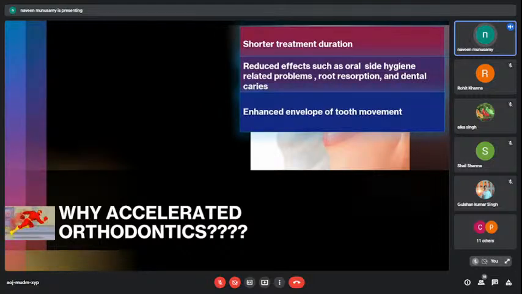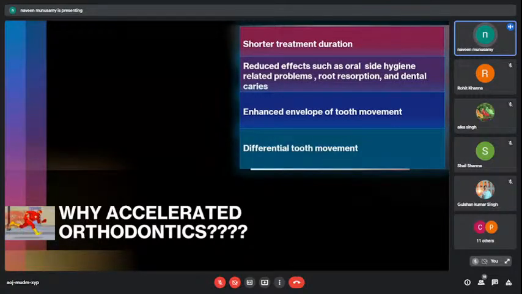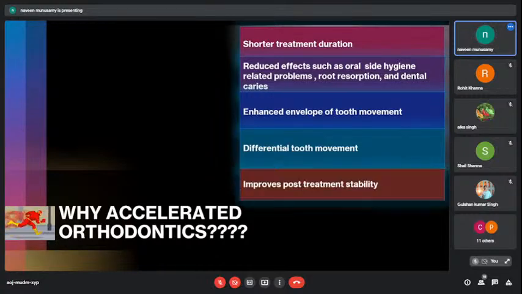Probably we can enhance the envelope of tooth movement. We can also achieve differential tooth movement. And we may also be able to improve the post-treatment stability also if we are successful in accelerating orthodontics.